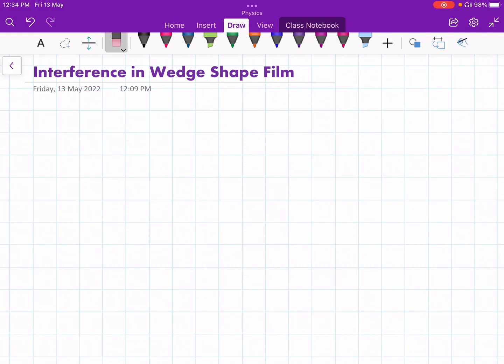Interference in wedge-shaped film. In the last two lectures, we studied interference in thin film of uniform thickness. That is, we studied interference in thin parallel film whose thickness remained constant. But in this lecture, we are considering wedge-shaped film. The thickness of this wedge-shaped film is not constant. Thickness changes. So let's first draw the diagram.